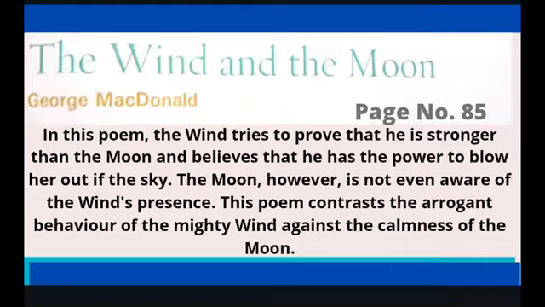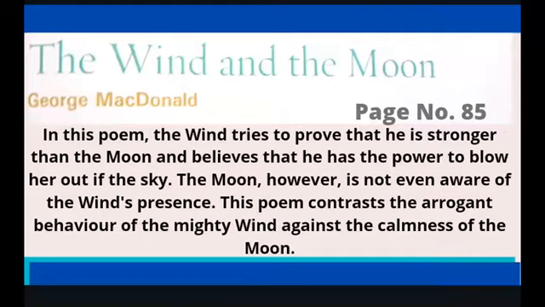So now in this particular poem, the wind is overconfident. He thinks he is very strong and he has something against the moon and wants to blow it out of the sky. Okay, so he thinks he is stronger than the moon and has the power to blow the moon out of the sky.